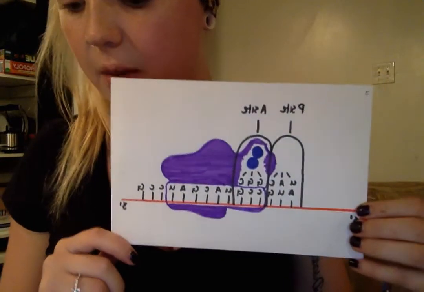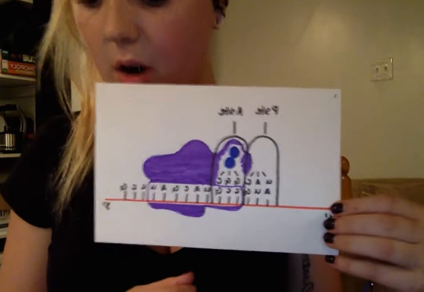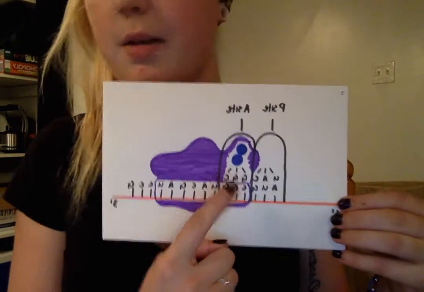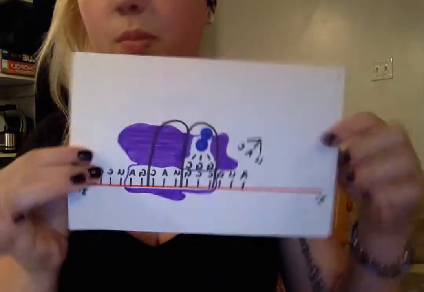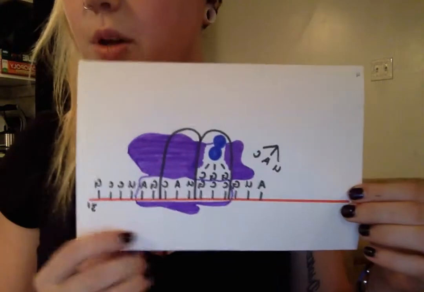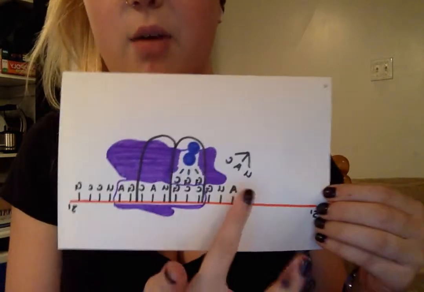The amino acid carried by the transfer RNA in the P site is then joined to the amino acid carried by the transfer RNA that just entered into the A site. The ribosome will now advance a distance of one codon and the first transfer RNA is now released.